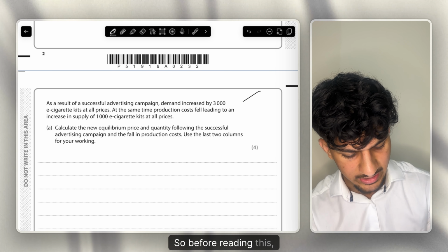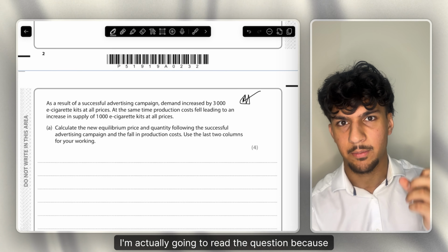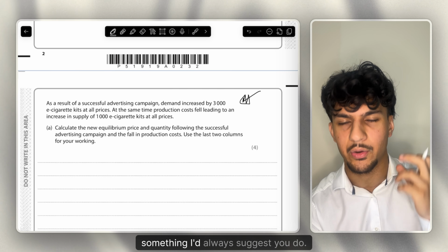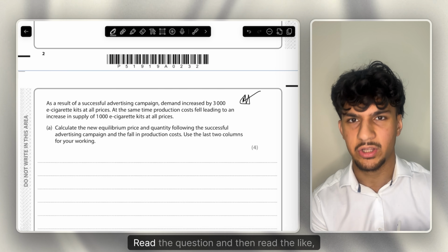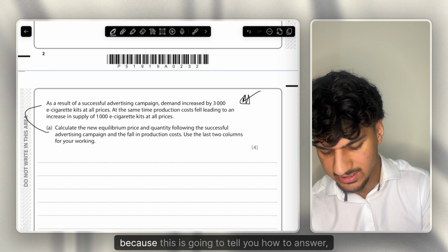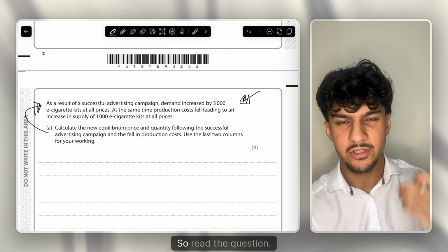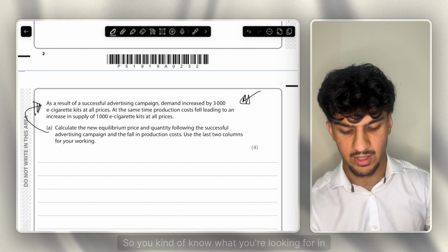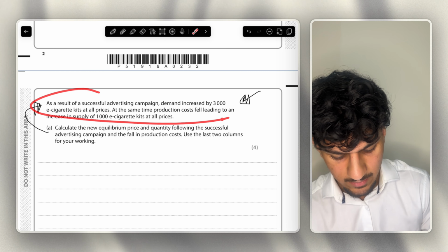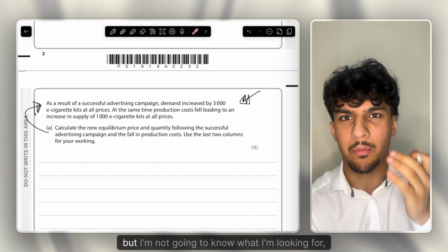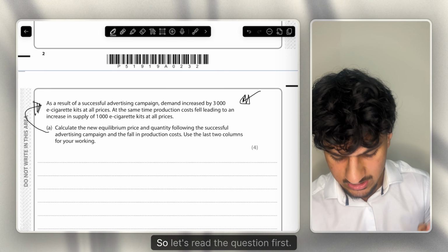So before reading this, I am actually going to read the question because it's going to give you more context, and that's something I'd always suggest you do. Read the question, and then read the stimulus, because this is going to tell you how to answer it basically. So read the question so you kind of know what you're looking for in there. If I read this straight away, I'm going to underline things, but I'm not going to know what I'm looking for basically. So let's read the question first.